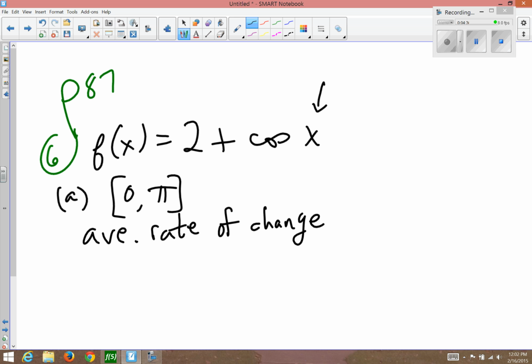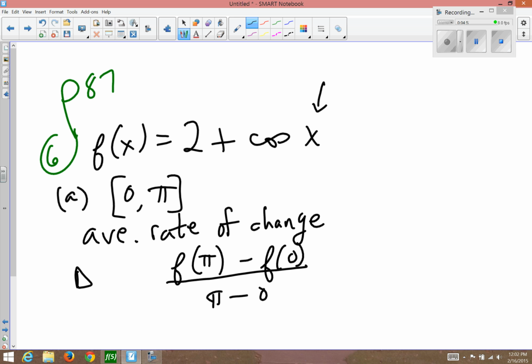That just means the function evaluated at pi, that's the second number in the interval, minus the function evaluated at 0. 0 is the first number in this interval, over pi minus 0. So the numerator is a change in y values. The denominator is a change in x values. And this is what we mean by the average rate of change.